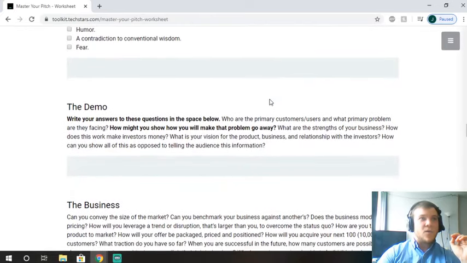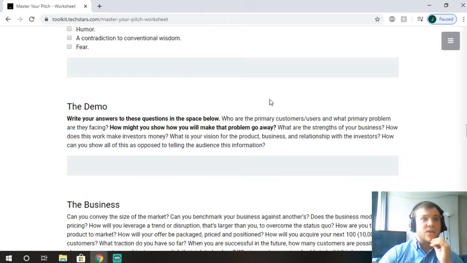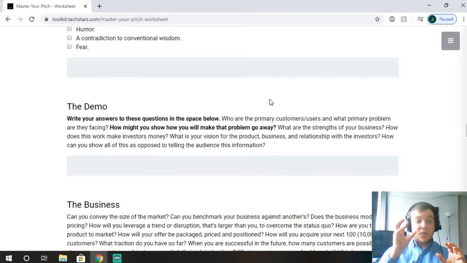Then the demo, write your answers to these questions in the space below, and it takes you through a few questions. The key one, how might you show how you will make that problem go away? So what is the problem? And show us how you make that problem go away. That's the story that you want to show.